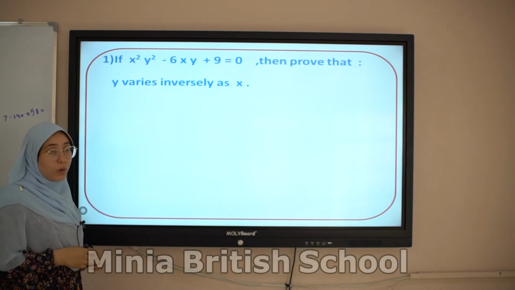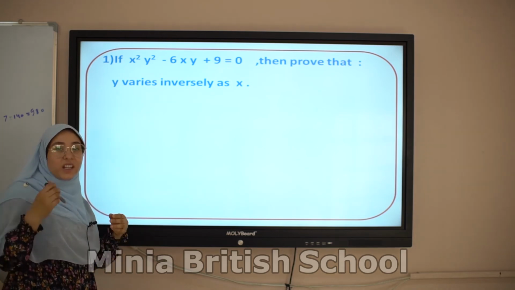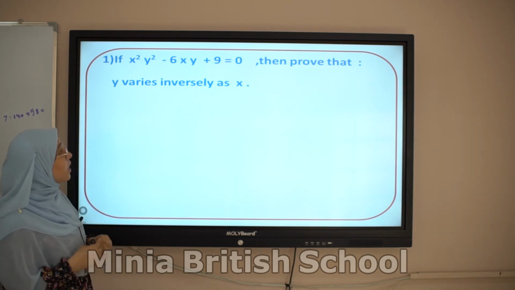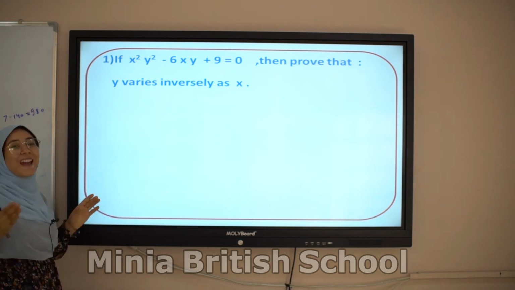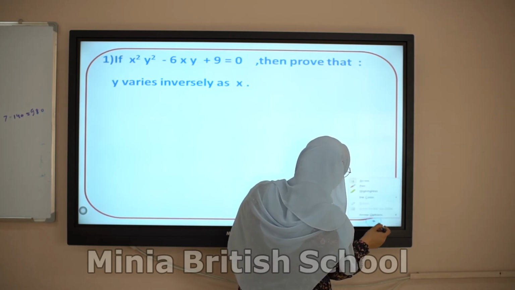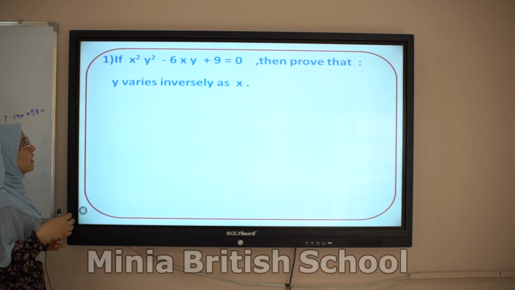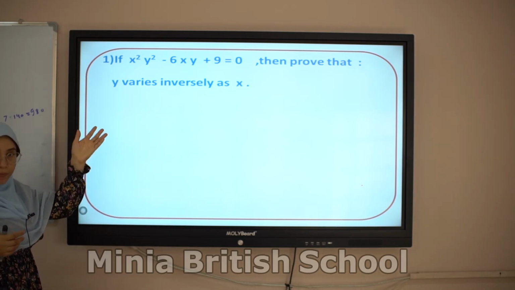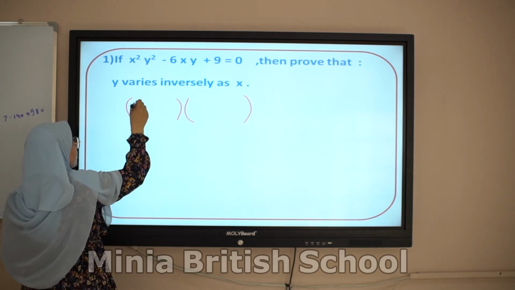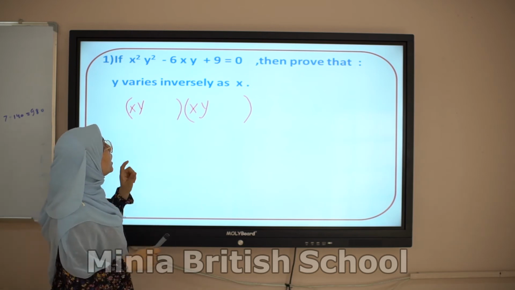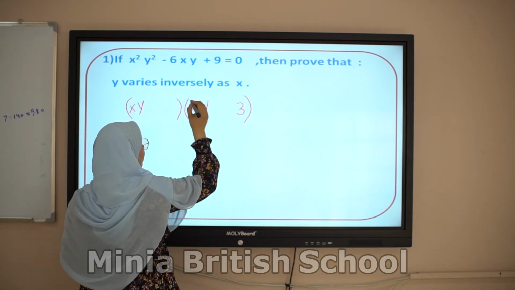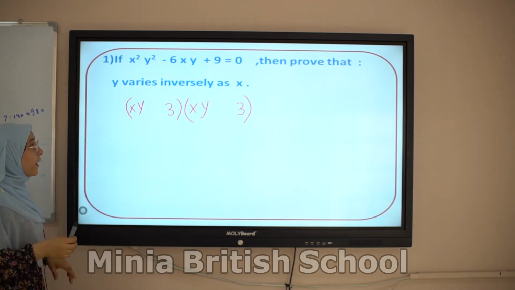If x power 2, y power 2 minus 6xy plus 9 equals 0, then prove that y varies inversely as x. Okay. Here, with this expression, you need to find the relation between x and y. Now, you can factorize this expression into two brackets like this: x squared y squared equals xy times xy, and 9 equals 3 times 3, okay?